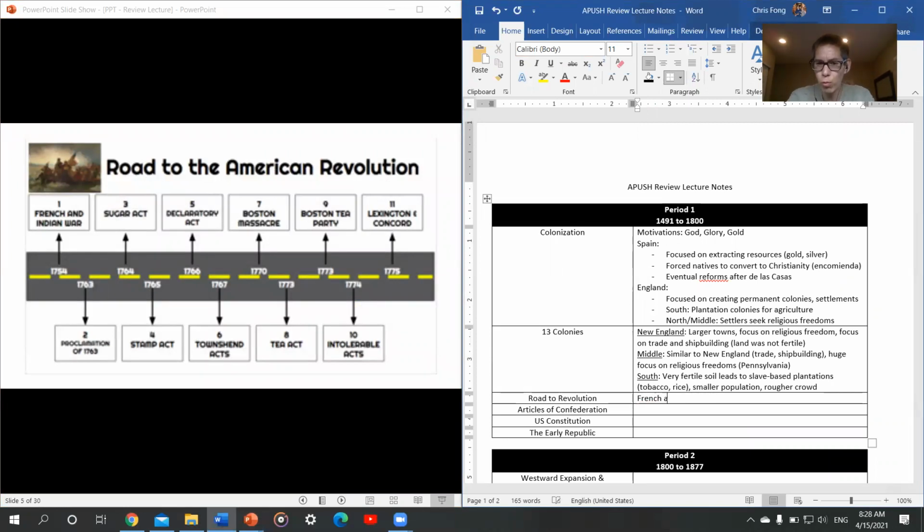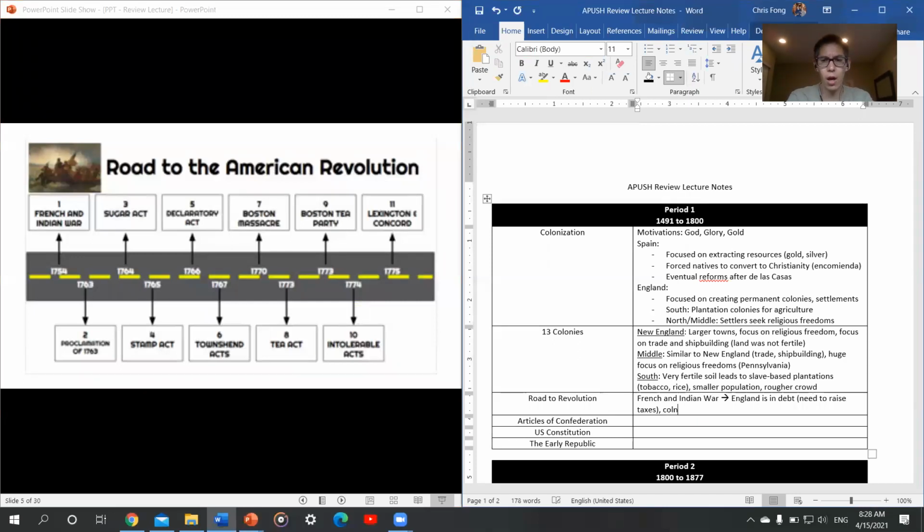I'm going to say the French and Indian War. That's important because it leads to a few things. It leads to England being massively in debt, and so there's a need to raise taxes. And then also, the colonies gain a lot of land to the west. So the big question as they start to expand is, well, the Proclamation Line of 1763 actually said that the colonists could not expand, which frustrated the colonists.